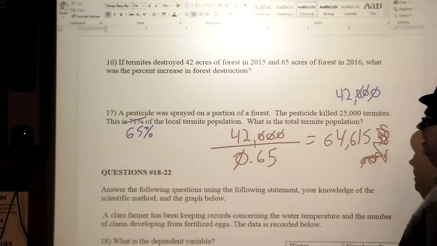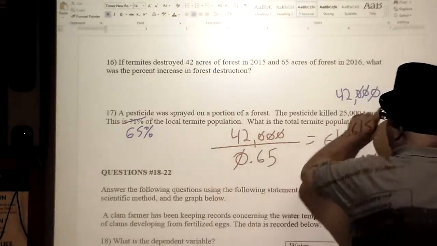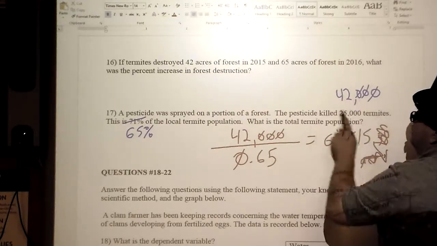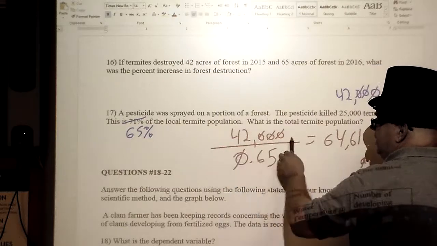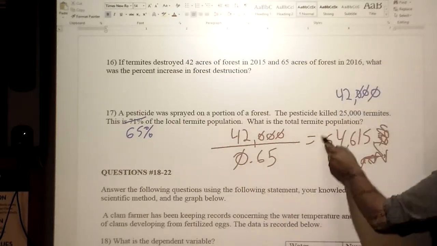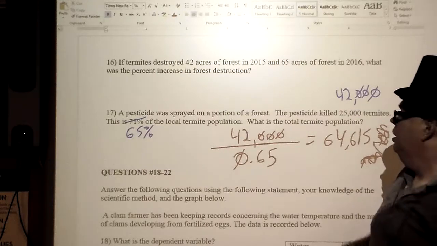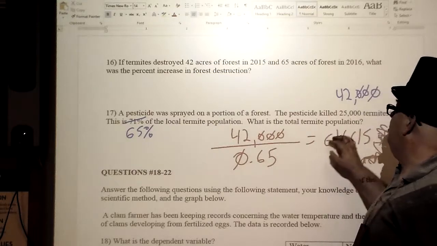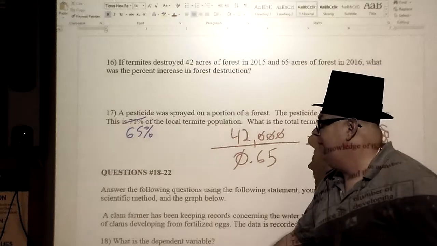Of that termite population. So if you want to know what the original number was, they're giving you, we wiped out 65% of the population, which was 42,000. What was the original population? You're going to take that divided by 0.65, and that's going to give you your original number, which is about 64,000. So when they're asking about the total population of something, that number is going to be bigger than what you originally had here that was wiped out.